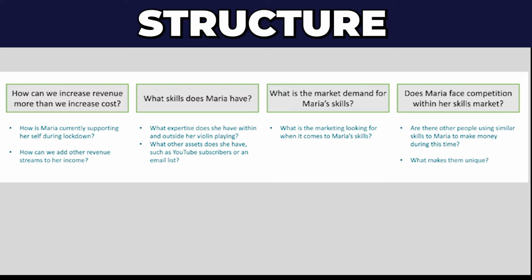At the top level, I want to address four issues. First, how can we increase Maria's income more than we increase her cost? This includes, how is Maria currently supporting herself, if in any form, from her apartment? How can we add other streams of income? Second, whatever assets does she have, such as a YouTube subscriber list or even an email list?